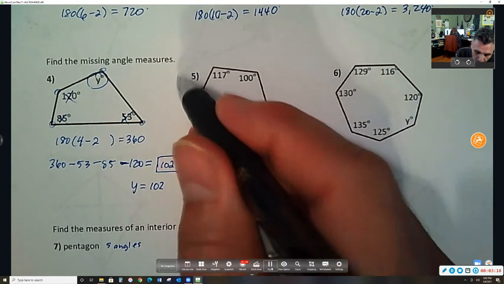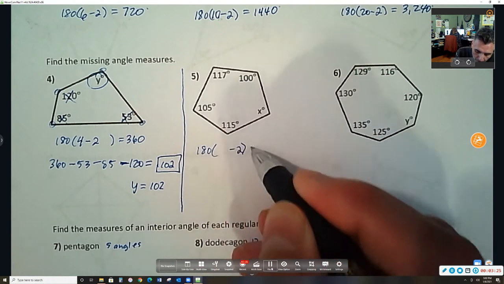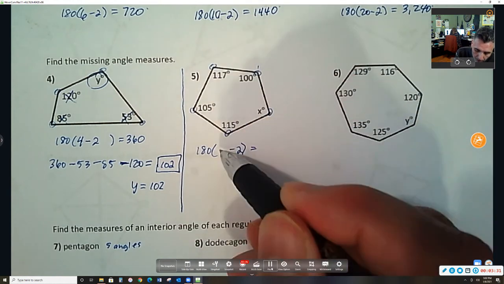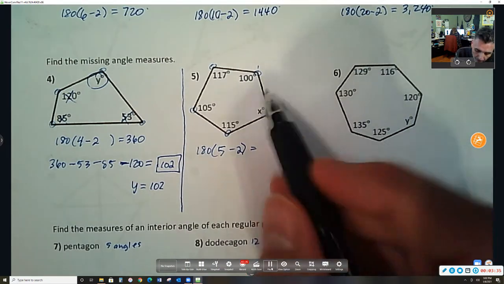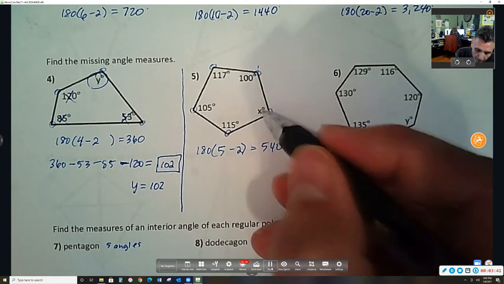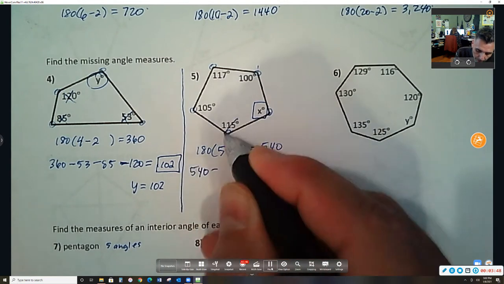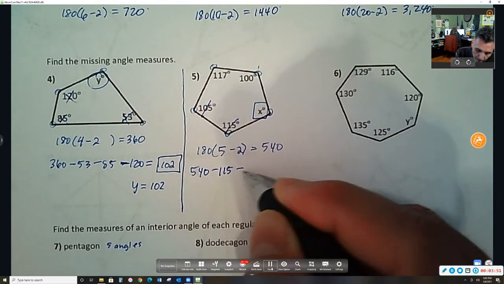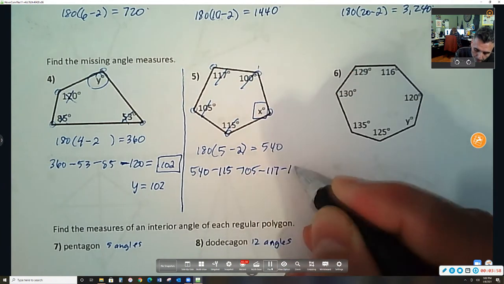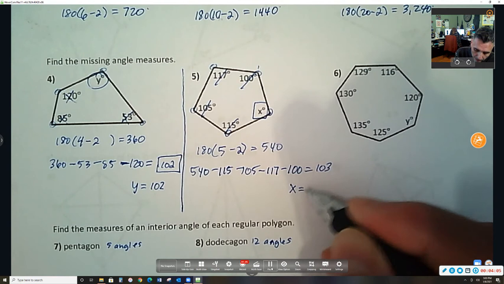So same thing with number 5. The first thing we need to do is figure out the total sum for this polygon, and this polygon has 1, 2, 3, 4, 5 angles. So because it has 5 angles, I know if I were to add all these angles up, I get 540. Now to find the value of x, I take the 540 and I start to subtract out the angles I know. And then what I'm left with is the value of the missing angle, which is 103. So we know x equals 103.